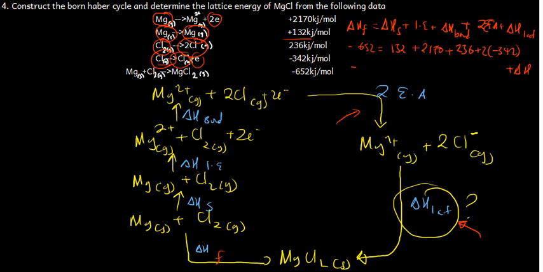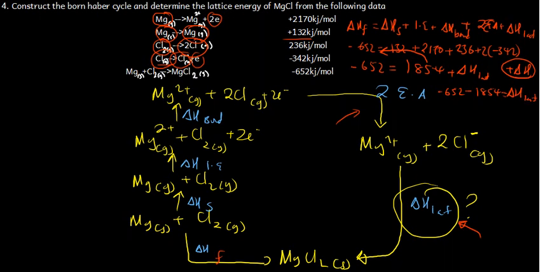So I can go on and sum these values. Negative 652 is equal to 132 plus 2170, plus 236, and then plus 2 times negative 342. So that gives us a positive value of 1854, and then this should be plus delta H lattice. To find the lattice energy, we're going to take this value to the other side, so that is going to be negative 652 minus 1854. That should be equal to the lattice energy.